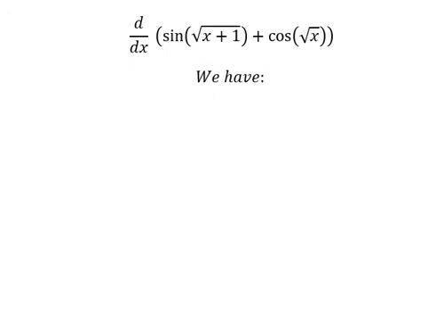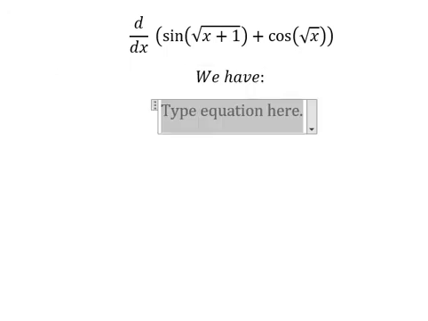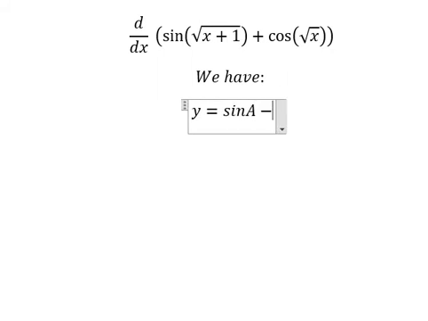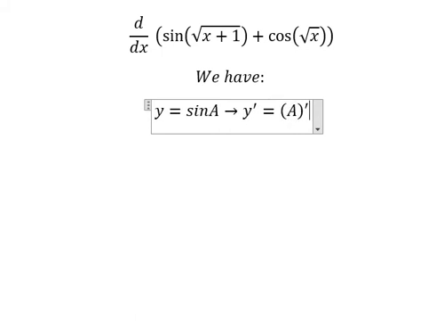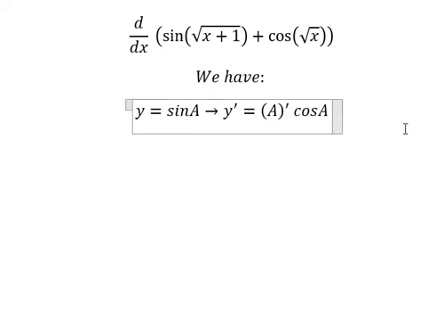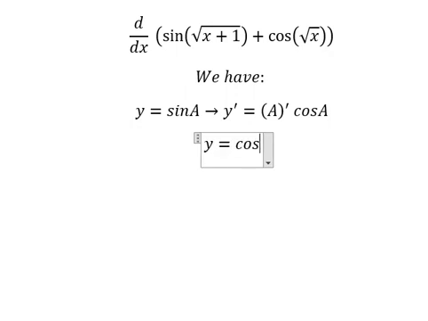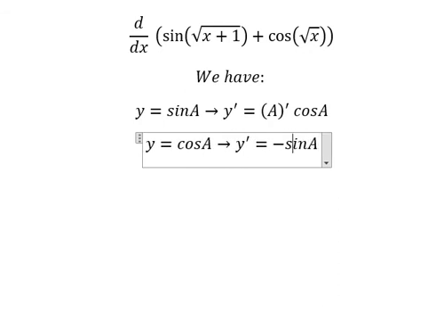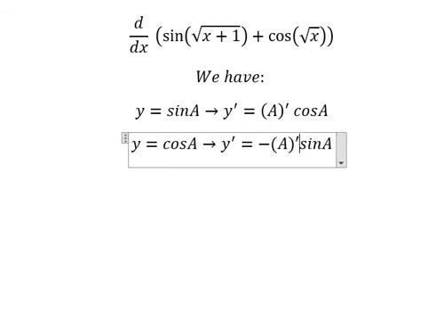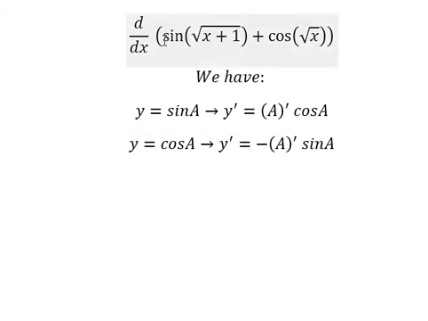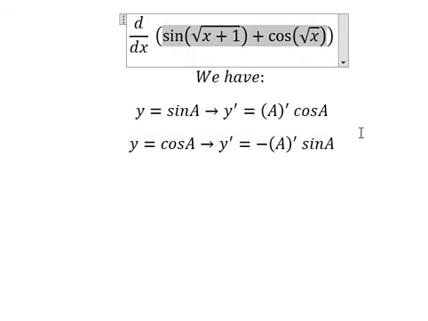If we have y equals sine A and we do the first derivative of this one, we need to do the first derivative of A and we have cosine A. If we have y equals cosine A, if we do the first derivative of this one, we have negative sine A and we do the first derivative of A. Now we can apply the formula in here.